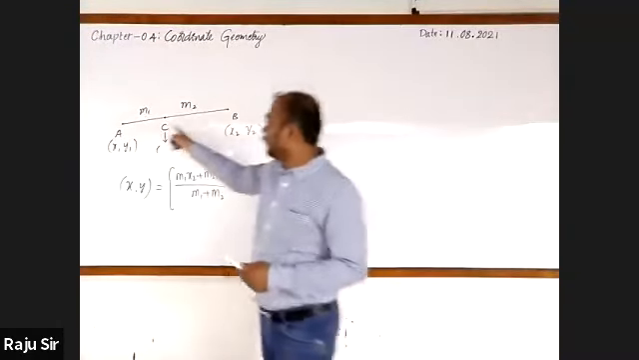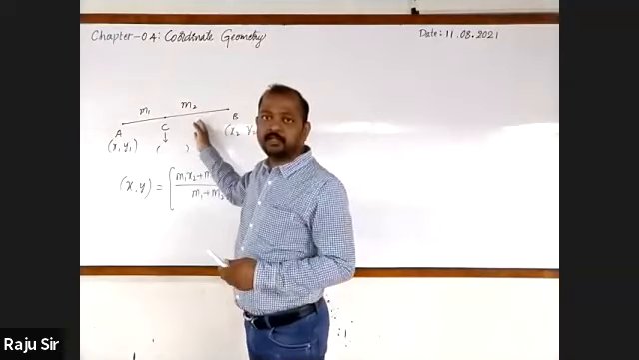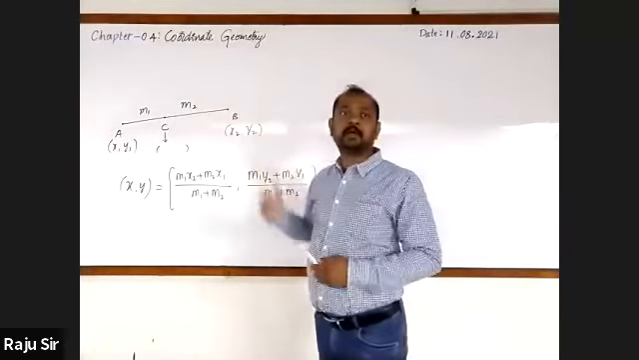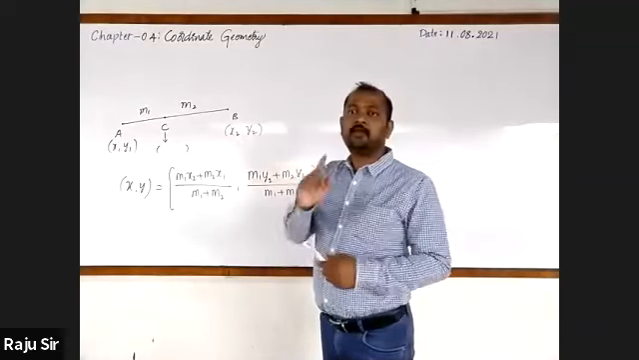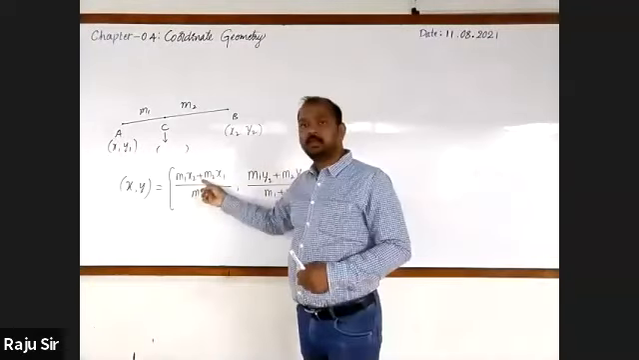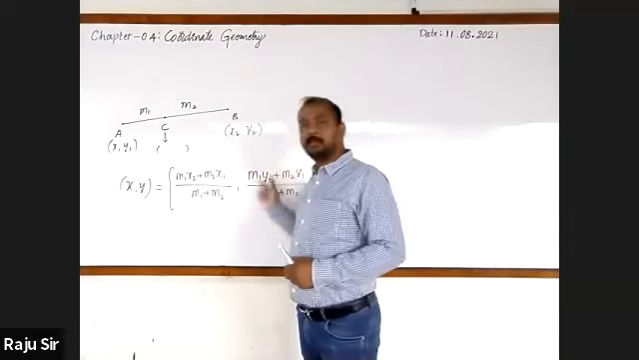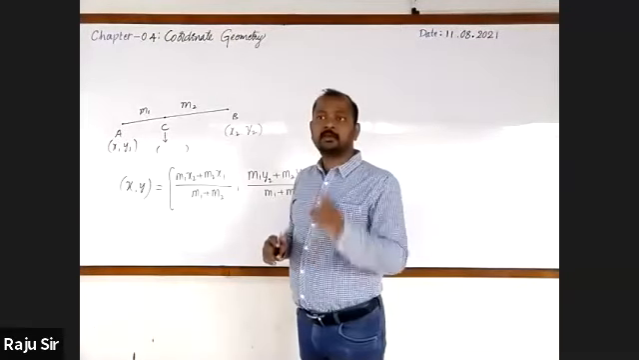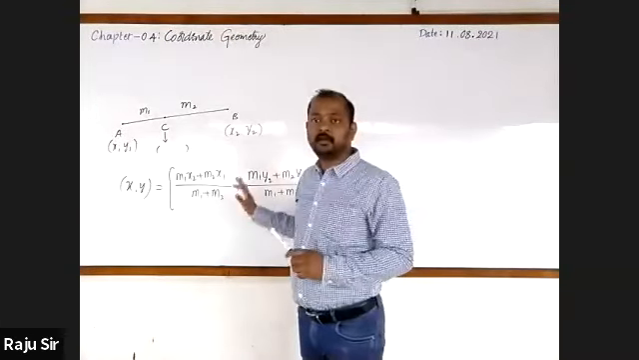If the point which divides the given line in the given ratio is outside the given line, we will call that as external division. And for that, we just go for changing the sign. Here plus is there, we will write minus only for external division. But in our syllabus, we have only internal division.